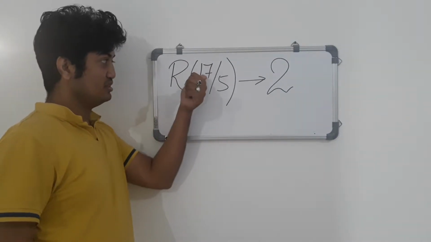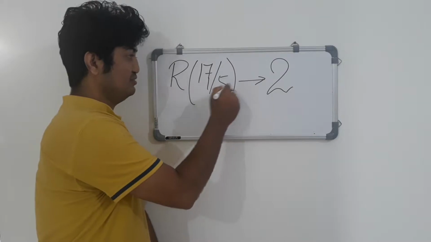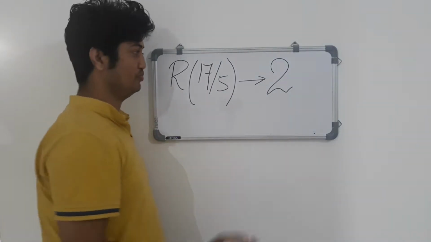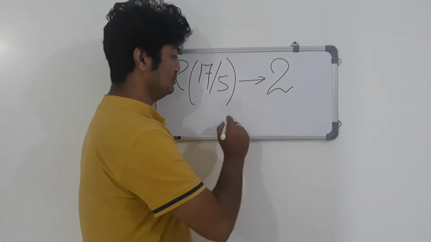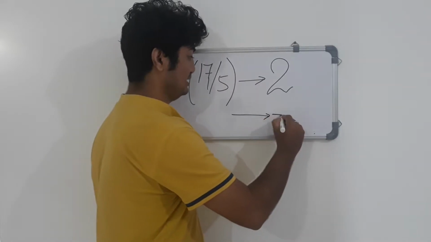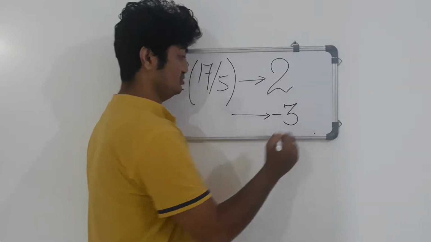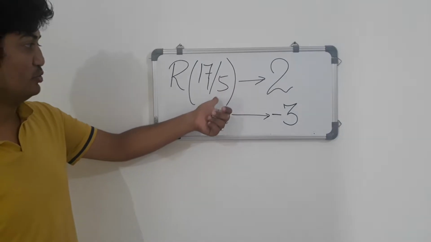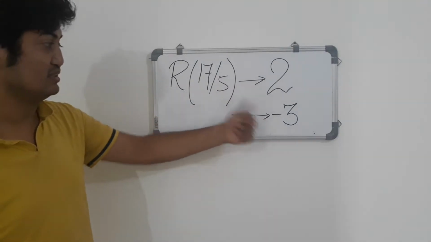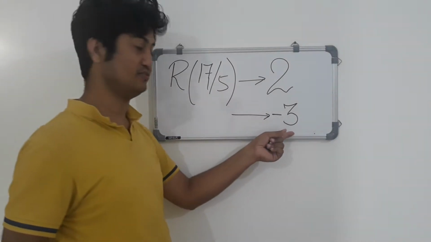So the remainder of 17 divided by 5 is 2, which we all know. But what you may not know is that the same remainder can also be represented as minus 3. So how do we get that? 5 into 4 is 20. 20 minus 3 is 17, and hence this is minus 3.